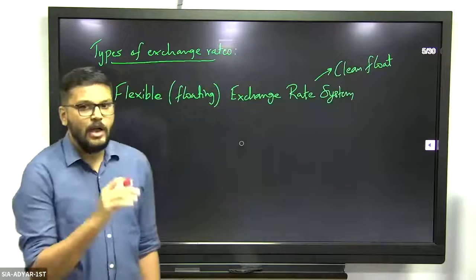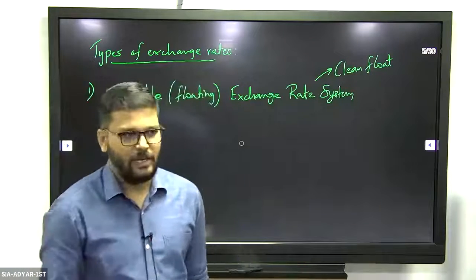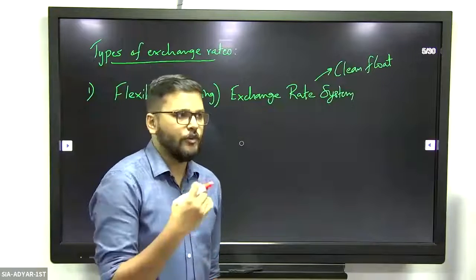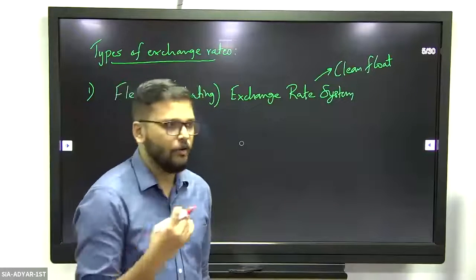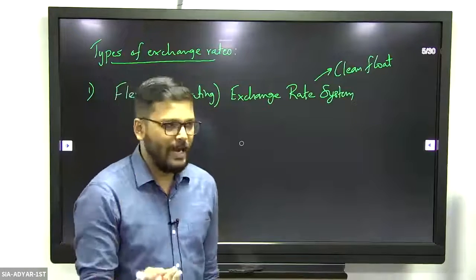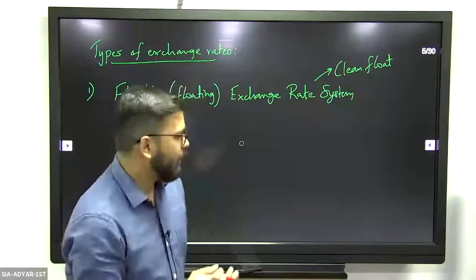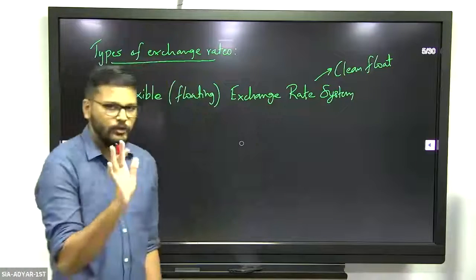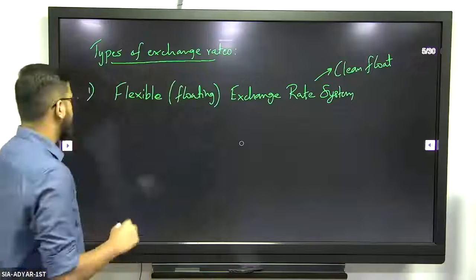Now, what is the system? Whatever we have seen so far, as an example, how to determine the exchange rate, where only the market forces of demand of dollar, supply of dollar, demand of rupee, supply of rupee, only that and that alone will determine what the exchange rate will be. That is the flexible exchange rate system. So that is what we have seen so far.